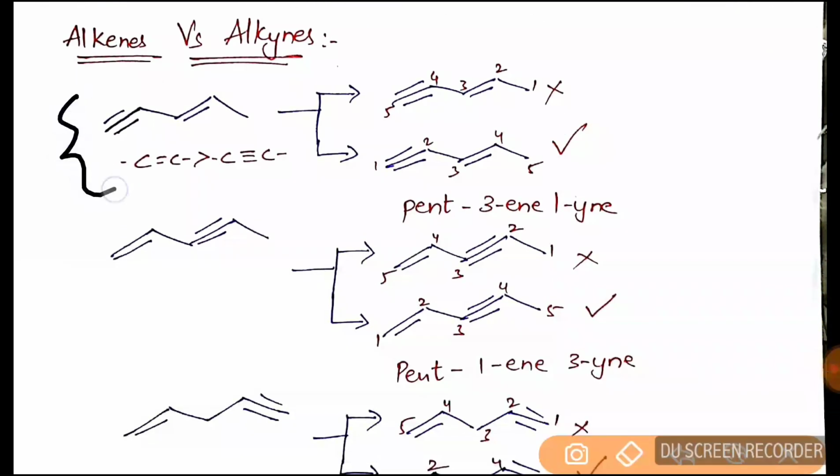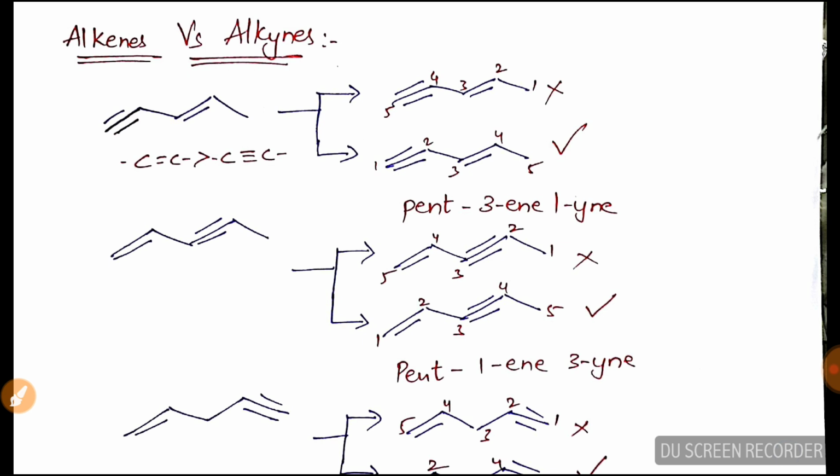So the numbering to this alkyl chain can be given in 2 ways. As you could see here, this is 1 and this is 2. In the first case, the numbering is given according to this alkene group, and in the second case, the numbering is given according to this alkyne group, guys. So I'll tell you how to give the numbering.